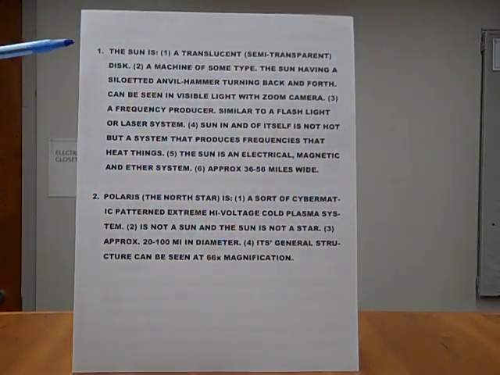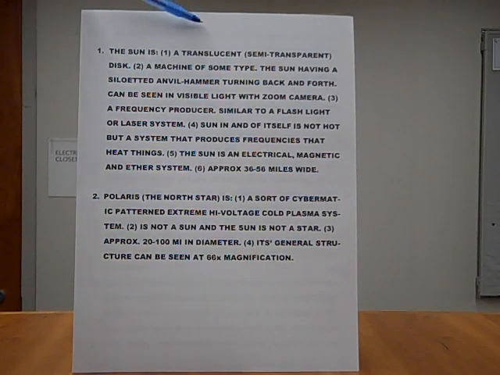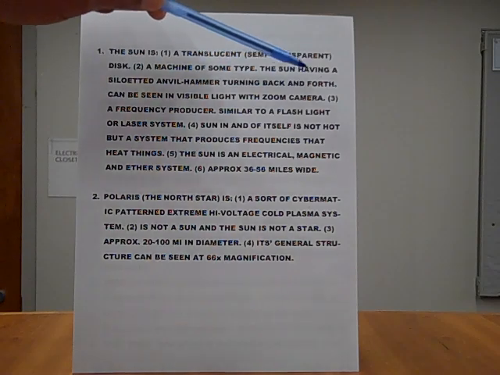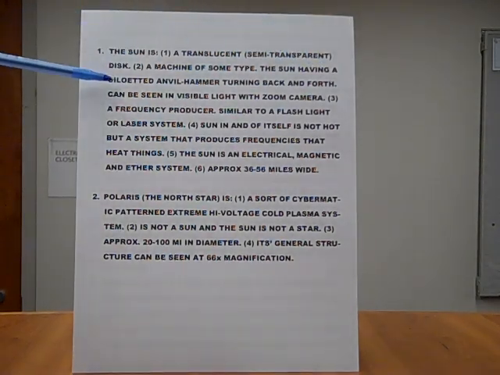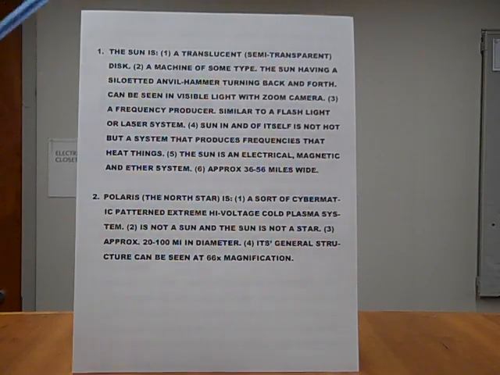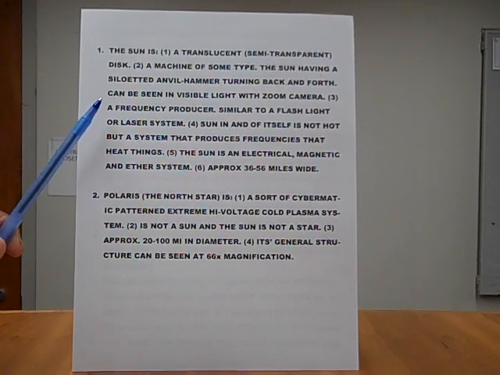Now, we'll go here. Number 1, the sun is a translucent, semi-transparent disk. Number 2, a machine of some type. The sun has a silhouetted, anvil-type looking hammer turning back and forth inside of it, and this can be seen in visible light with zoom lens cameras.